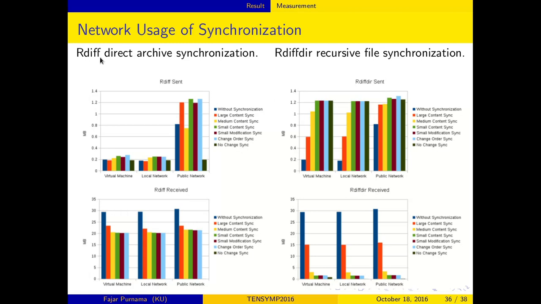For using Rdiff, the signature size is almost the same, but for Rdiff, as I said before, it is more accurate, and the size of the signature is different in each scenario. Here, without the synchronization, we only send a request to the master side to download the whole course content. So without the synchronization, there shouldn't be almost any uplink, only a request.